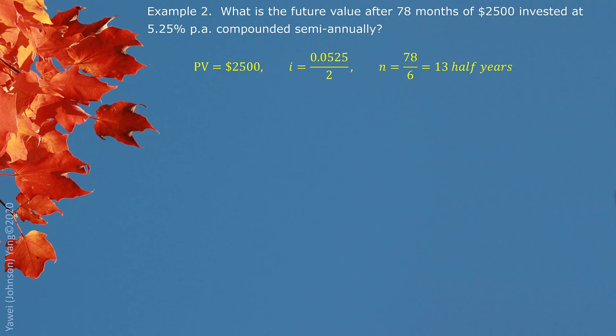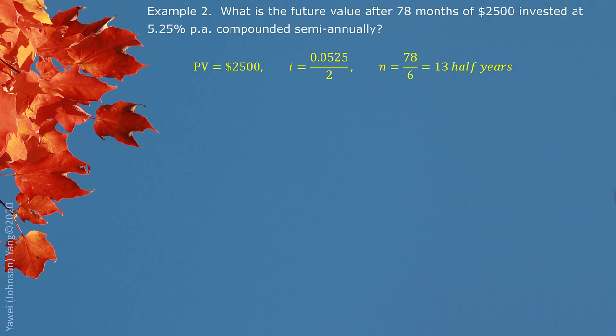Here is the basic information from the question. We have present value $2,500. We have periodic interest rate 5.25% divided by 2, compounded semi-annually. And then we switch our time period to compounding periods. The question gives us 78 months. We need to switch to half years.